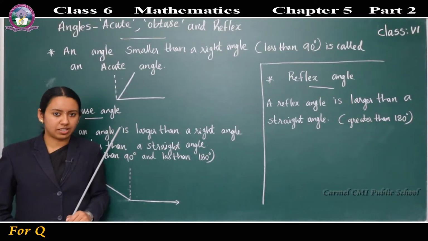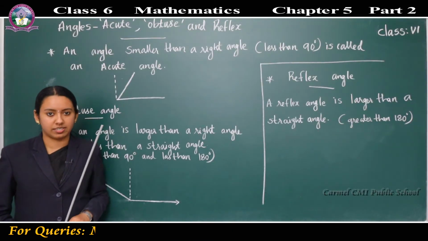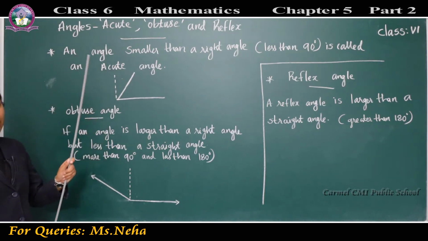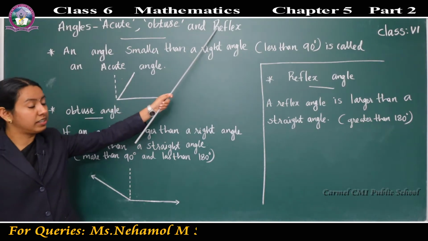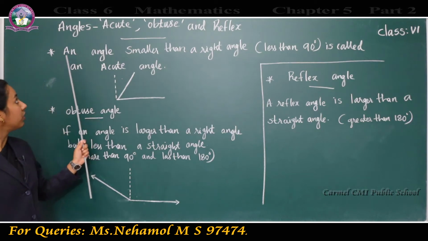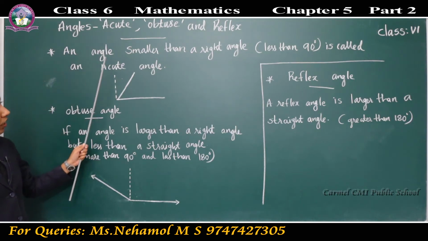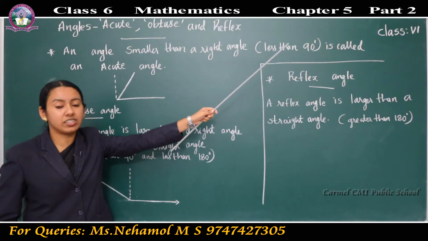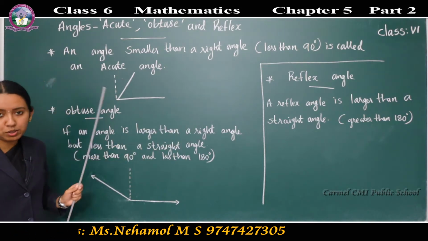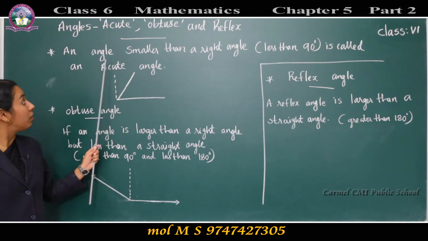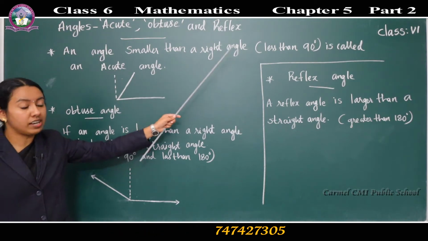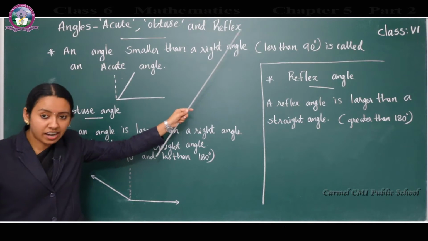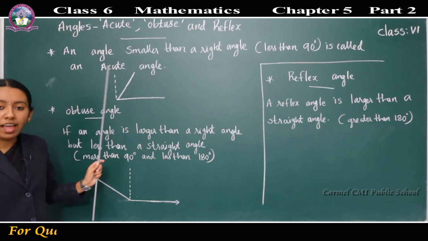Now we are going to study different types of angles: acute angle, obtuse angle, reflex angle. First one, acute angle. An angle smaller than a right angle, that means less than 90 degrees, is called an acute angle. What is an acute angle? An angle smaller than 90 degrees. An angle less than 90 degrees is called an acute angle.